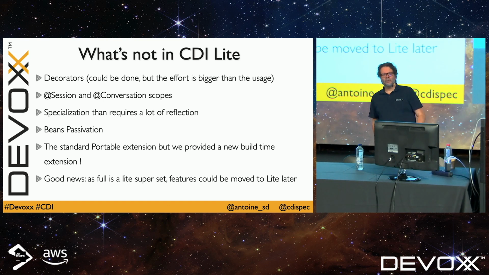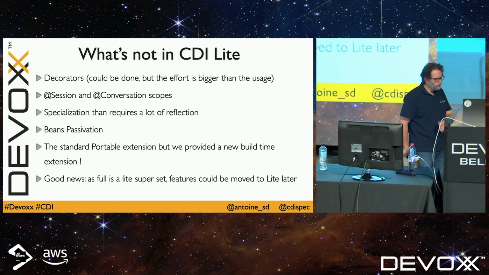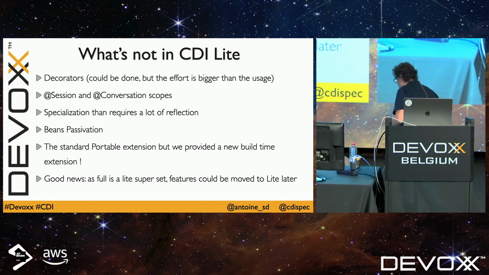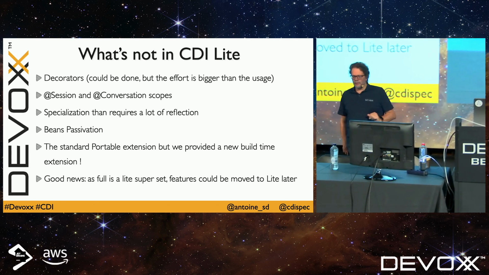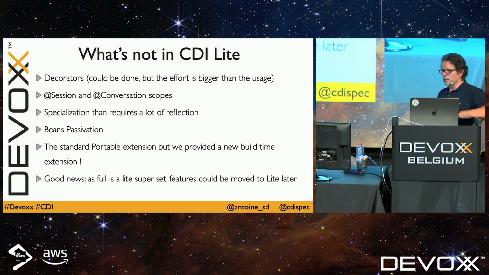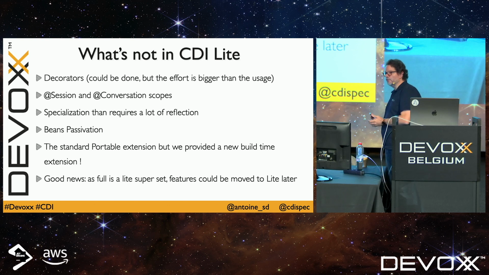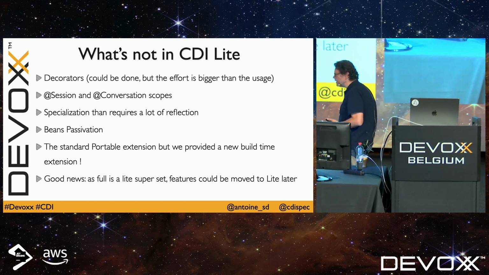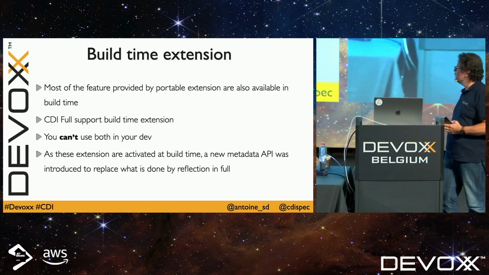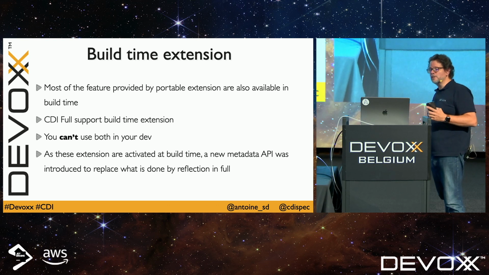And you don't have the standard portable extension, the one you know, for a lot of reasons, but mainly because there is a lot of stuff in portable extensions that uses reflection, so that's not possible in Lite. And there is a lot of very advanced stuff that needs to be run at runtime and take information about the context of the execution. That's not possible as well in CDI Lite with the AOT approach. Nevertheless, we don't have the portable extension in CDI Lite, but we have a new kind of extension. So we have a build time extension. In fact, the exact name is the build compatible extension.